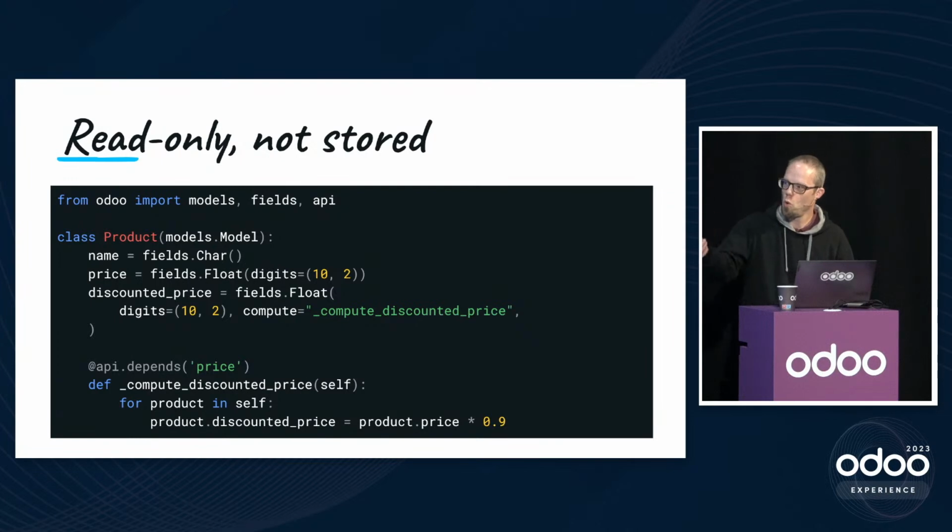It basically gives the name of the method that performs the computation. So when you want the value of discounted price, the ORM knows that it has to invoke that method, and provides the record on which you ask for it. It can actually provide more records, I'll tell you about that. And self is a collection of records actually. And for each, it will compute and then assign the value.